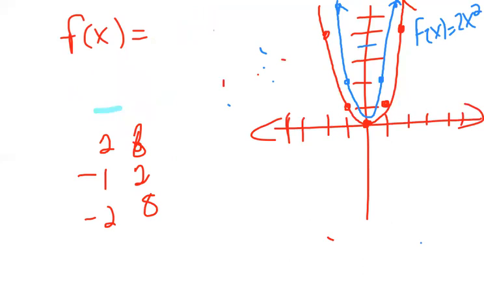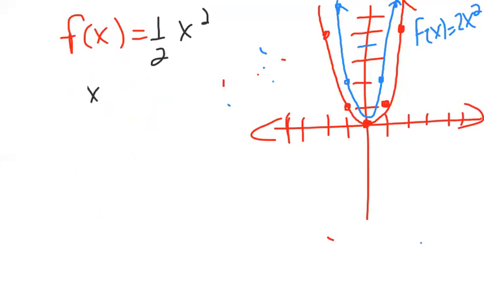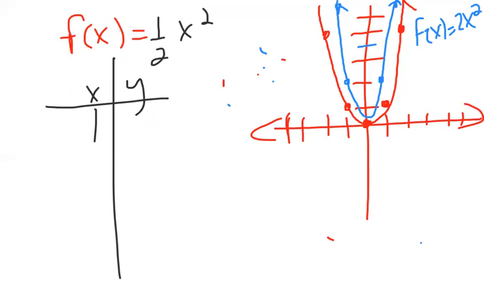This time I'm going to change that coefficient and I'm going to make it 1/2, guys. I'm going to make it 1/2 this time. 1/2 of x squared. And I'm going to go to that table again, okay? If I plug in 1, what do I get out? 1/2. If I plug in 2, 2 squared is 4. What's half of 4? 2. Now, if I plug in a -1, I get positive 1/2. And if I plug in a -2, I get a positive 2.